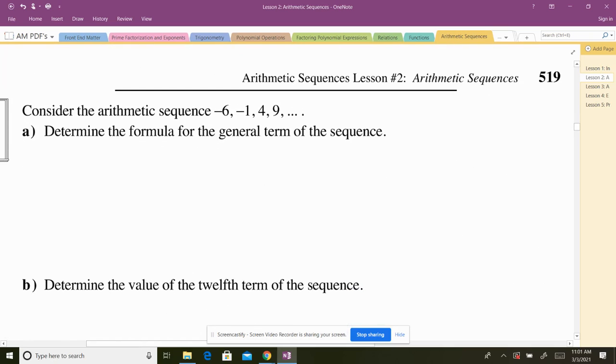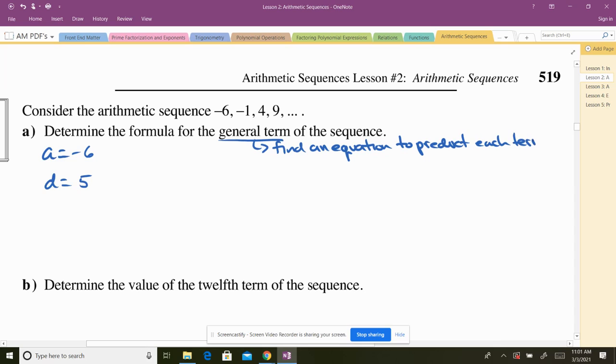Okay, here's our arithmetic sequence. -6, -1, 4, 9. First thing is you always need to know what A and D are. So what's A? Okay, what's D? 5. Everybody agree with that? Okay. Determine the formula for the general term of the sequence, i.e. find an equation to predict each term. That's what they're saying. They're saying find Tn.